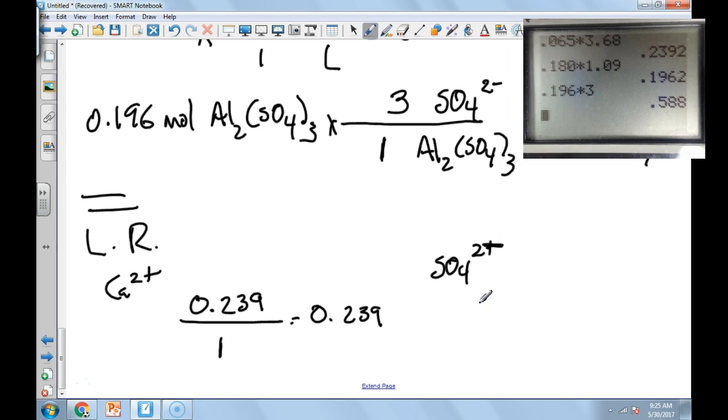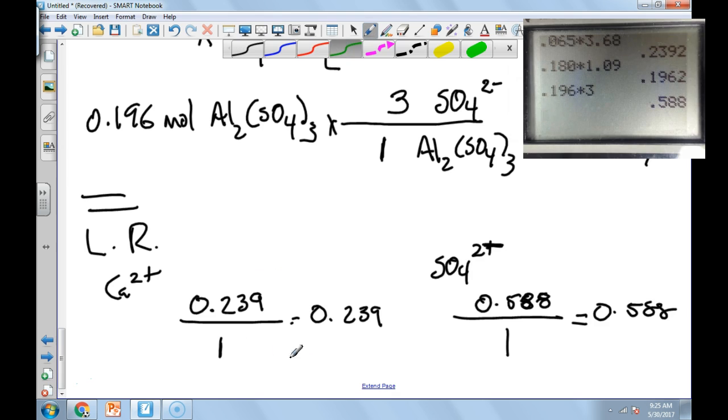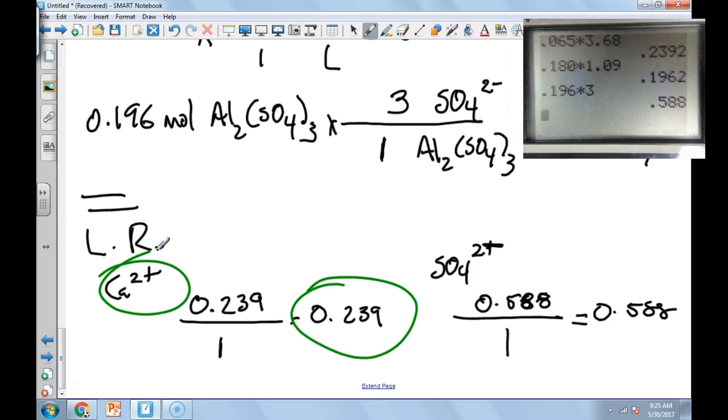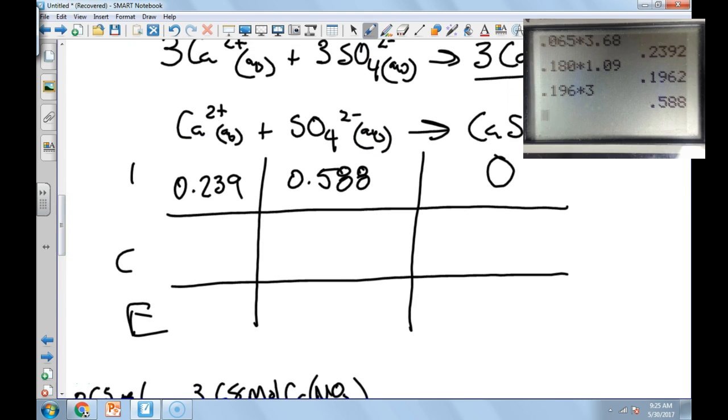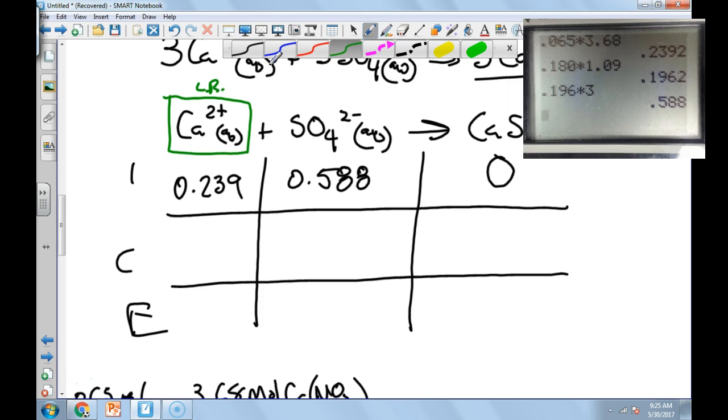Now for sulfate, 2 minus, sorry, not 2 plus. We do the same thing. We take the number of moles initially, 0.588, and divide by the coefficient. The coefficient was 1, and we get 0.588. Now we pick whichever one is the smaller of the two. This is the smaller one, so that is going to limit our reaction. So I'm going to box this one, which shows me that this is the limiting reactant. By definition, the limiting reactant is the thing that is used up completely in a reaction.